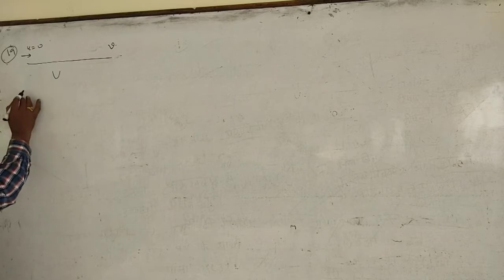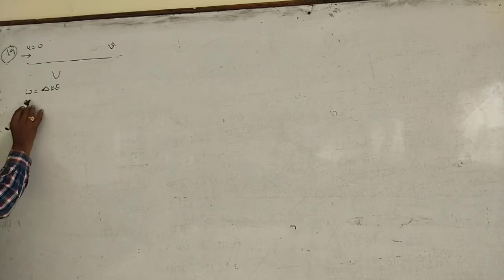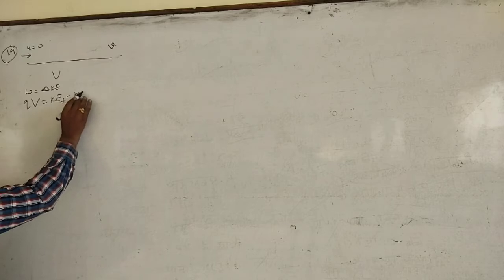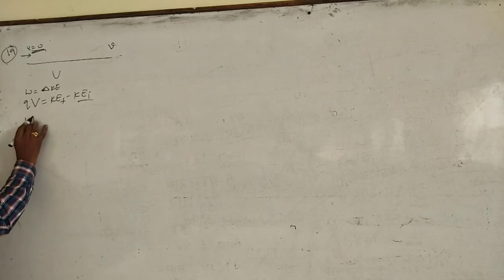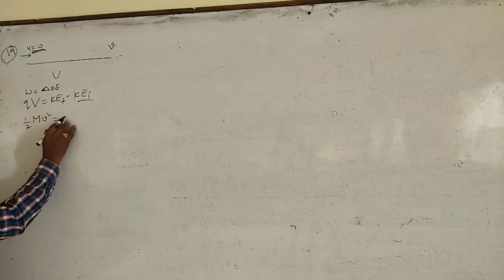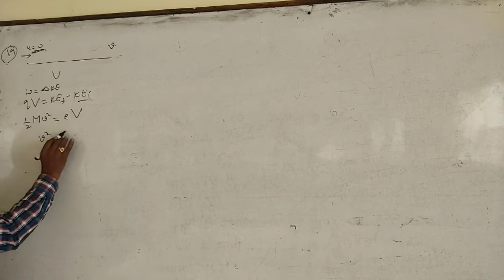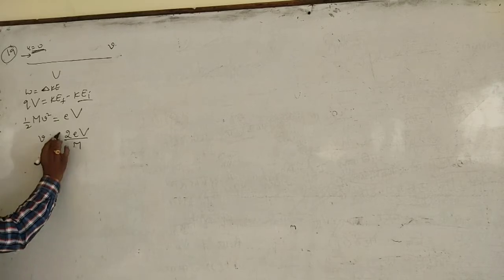Here, work done is equal to change in kinetic energy. Work done means Q into V equals final kinetic energy minus initial kinetic energy. Initial velocity 0, so initial kinetic energy 0. Final kinetic energy half m V square is equal to E into V. Now V square is equal to 2 into E into V by M, root.